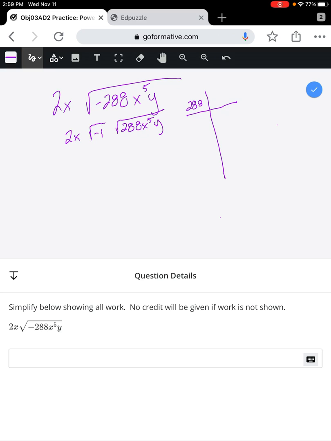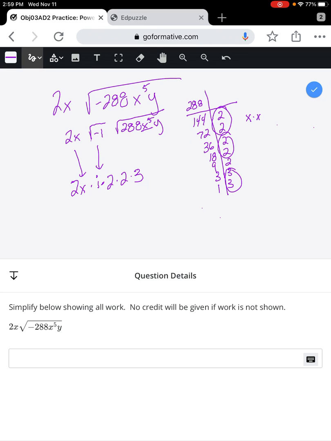So there are a couple things. I'm going to change things up a little bit. So I'm going to simplify my 288. So 288 divided by 2 is 144, divided by 2 is 72, divided by 2 is 36, divided by 2 is 18, divided by 2 is 9, divided by 3 is 3, divided by 3 is 1. So after I simplify, I have my 2x, I have my i down here. I know for my numbers, I'm going to be taking out 2 2's and a 3.